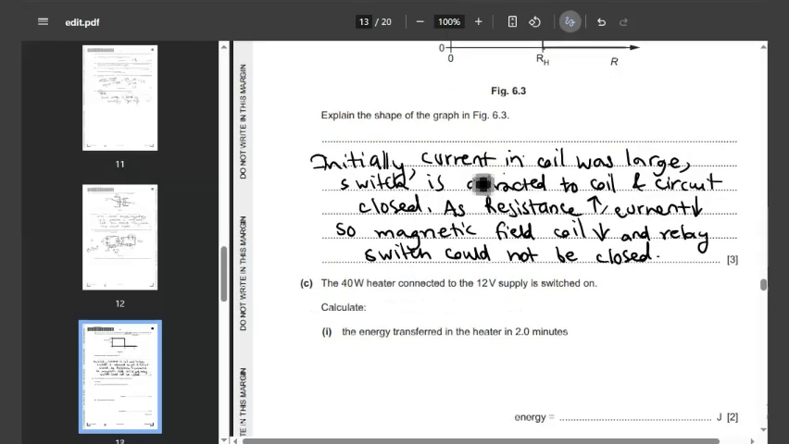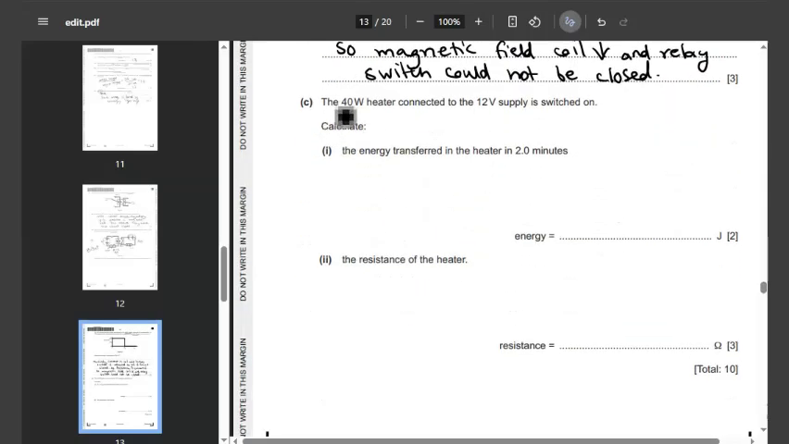Okay. Moving on to question C. The 40 watt heater connected to the 12 volt supply is switched on again. Calculate, Roman 1, the energy transferred in the heater in 2 minutes.